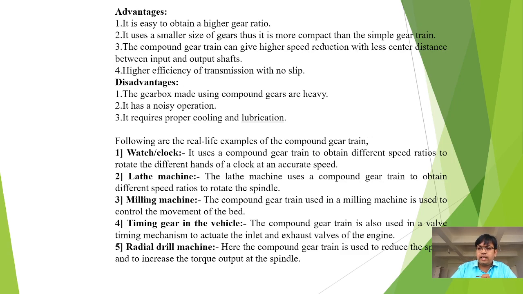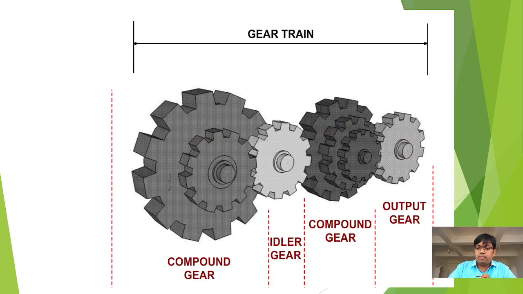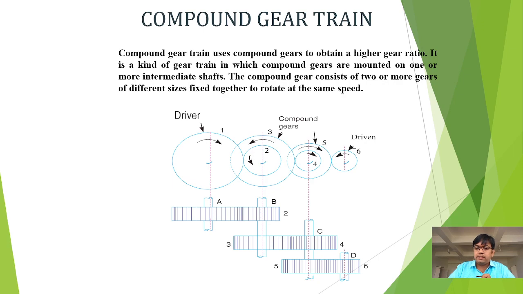You see, these are the advantages and disadvantages. What are the advantages of the compound gear train? Compound gear trains are very advantageous in having higher gear ratios, and the transmission efficiency will be high without any slip. It also has a higher speed reduction ratio with less center distance. And what could be the disadvantages?